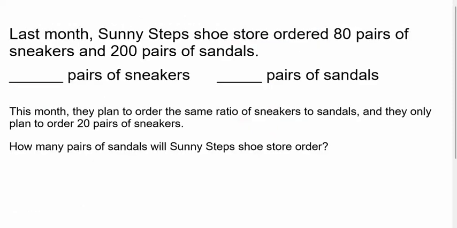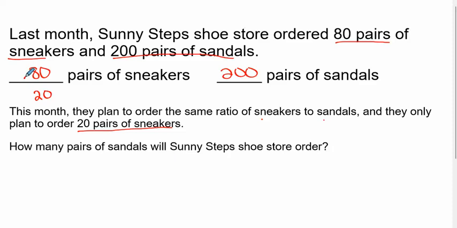All right, let's look at another one. Last month, Sunny Steps Shoes Company ordered 80 pairs of sneakers and 200 pairs of sandals. I am sorry, I am really messing it up today. All right, so my ratio is 80 sneakers and 200 sandals. That's my original ratio. So you just look at the numbers that were given. This month, they plan to order the same ratio of sneakers to sandals, but they only want to order 20 pairs of sneakers. So look up here. Here's my sneakers. So the 80 went with the sneakers.